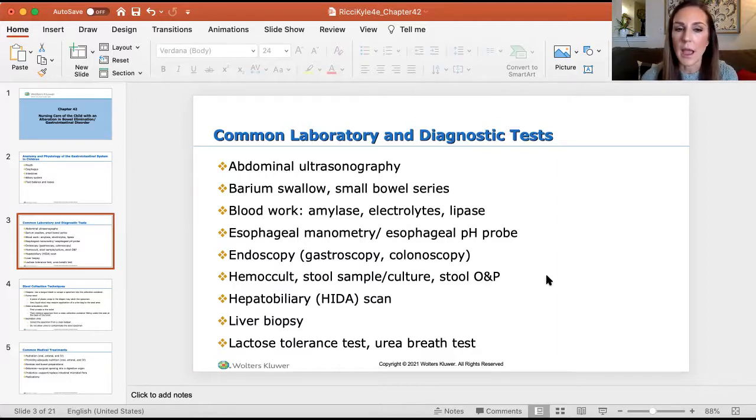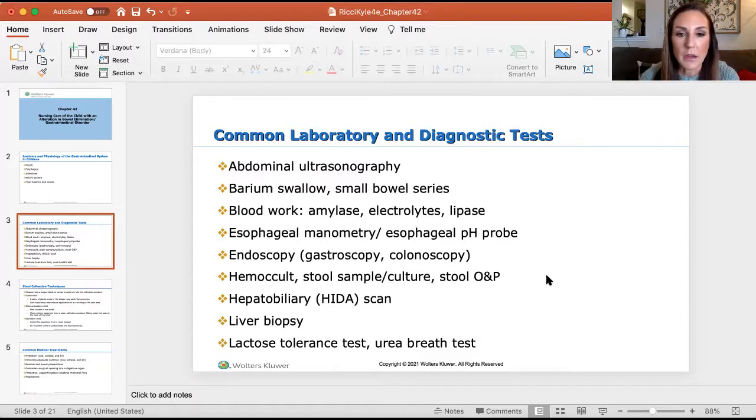How are the electrolytes balancing out? What's being released more than others? Are we digesting correctly? Are we losing too many electrolytes? What's going on with the patient? We can look at that with the blood work.